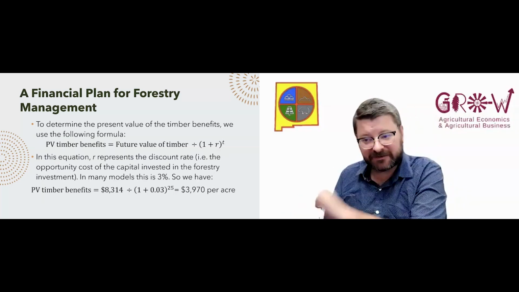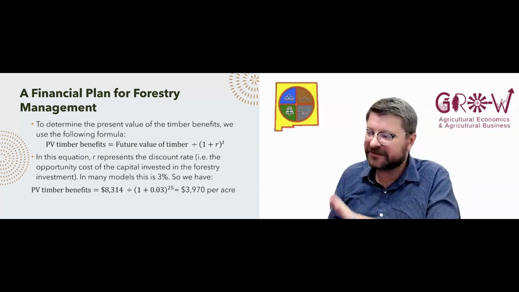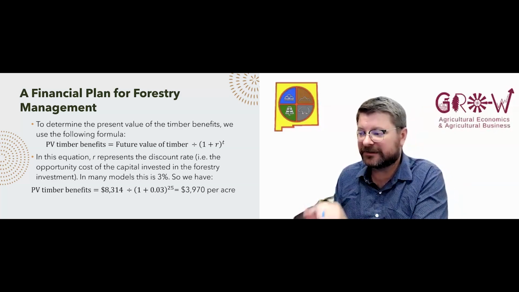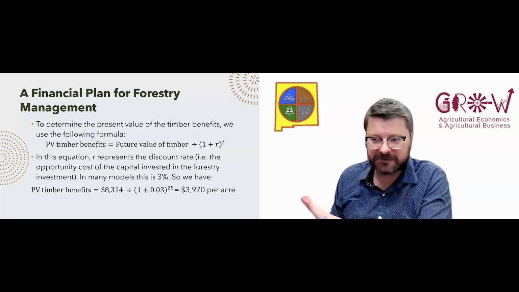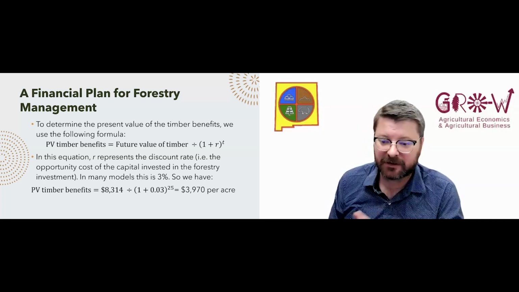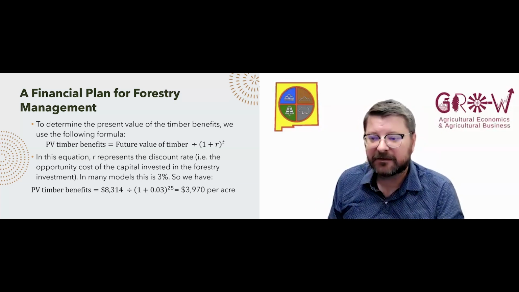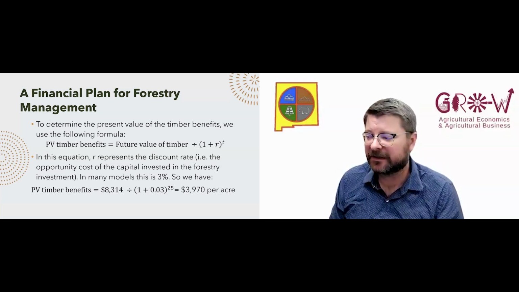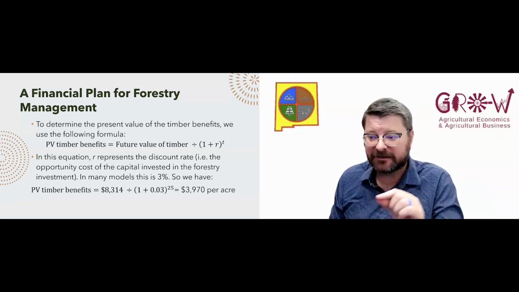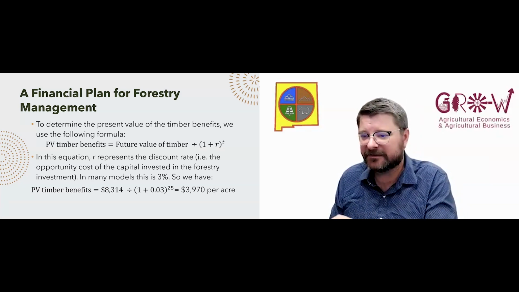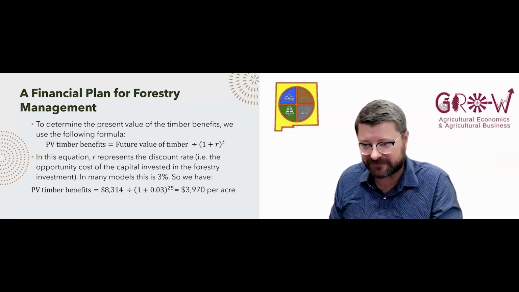So again, go back to our formula. Our present value of the timber benefits is going to be equal to the future value of the timber divided by (1 + r)^t. So we just took that straight from our rules for time travel, right? So again, r is the discount rate. The other way to think of that, and this is why we talked about opportunity costs, is the discount rate is also equal to the opportunity cost of the capital that we've invested in our forestry investment.